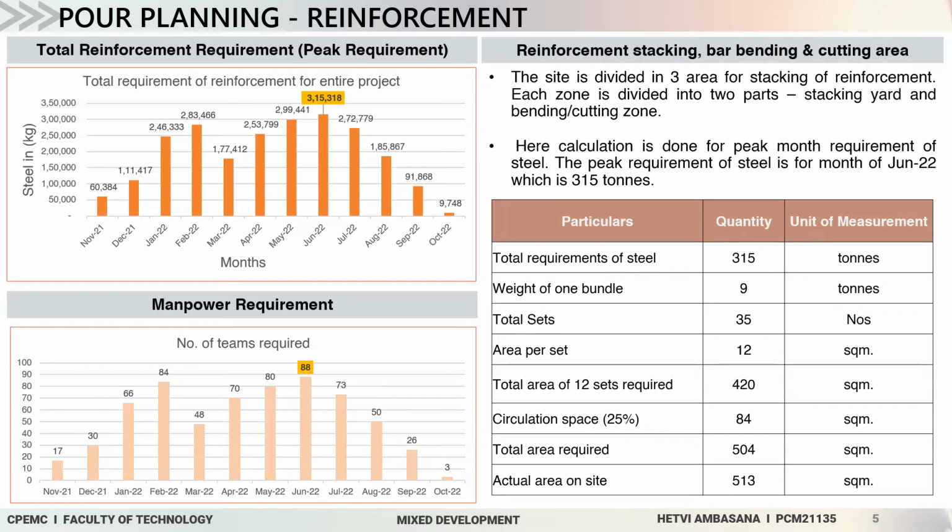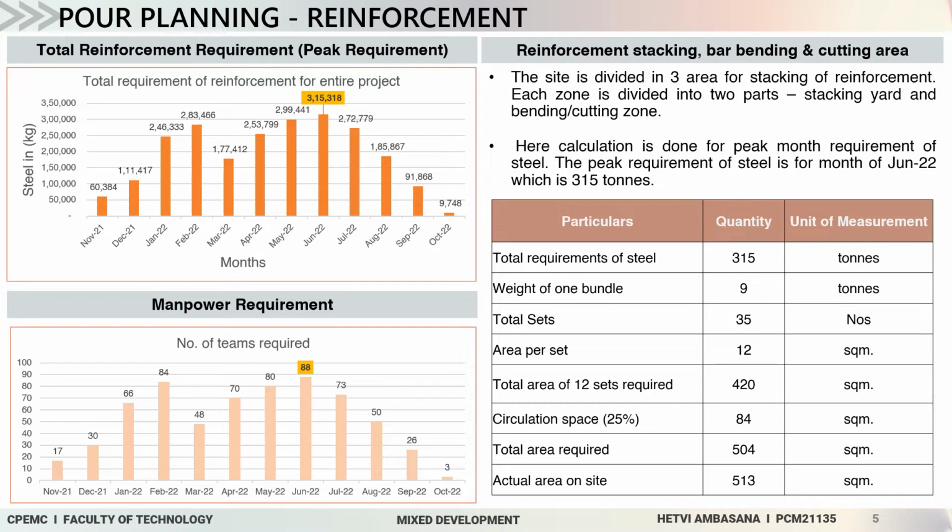Hence, the total quantity of reinforcement required for the entire project is calculated. The next is the manpower requirement. Here, the productivity of each team is taken as 122 kg per team per day. It has been assumed that one team consists of one fitter and one helper.